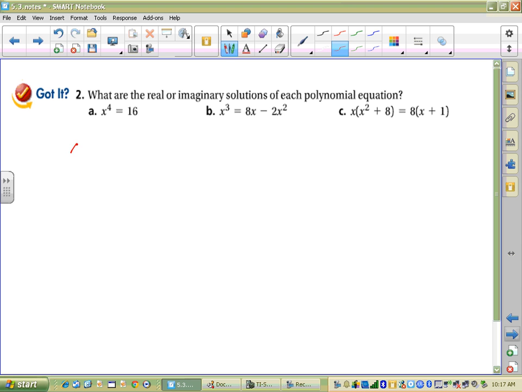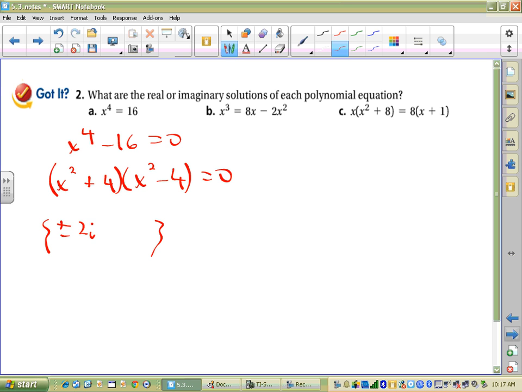So let's see. x to the 4th minus 16 equals 0. That could be x squared plus 4 and x squared minus 4, right? Equals 0. So that one will give us plus or minus 2i and plus or minus 2. 4 zeros, because it's quartic. Hopefully this stuff's starting to sink in.